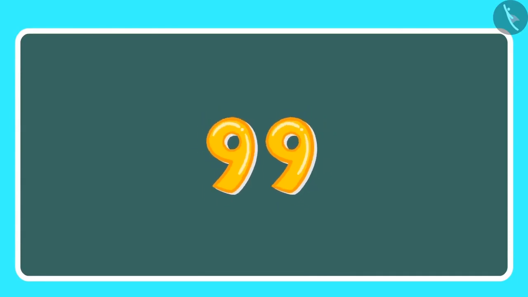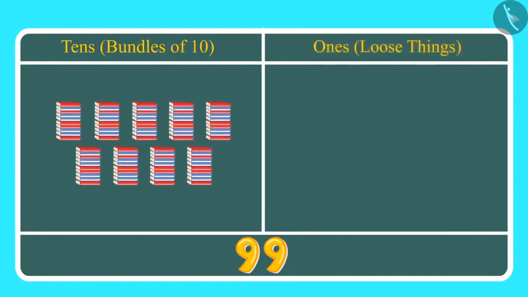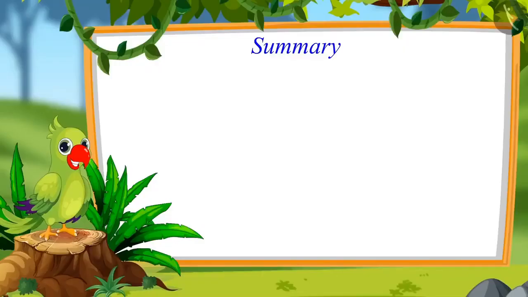We write 99 like this. And here 9 is at tens place and 9 is at ones place. So that means we have 9 tens, which we can also call 9 bundles of 10, and along with that 9 ones. So children, that was all for today.